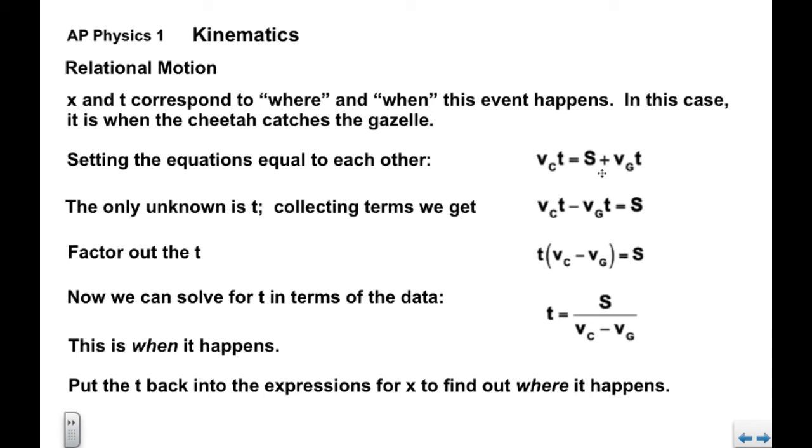Here's the cheetah, here's the gazelle. The final positions are the same. We're going to collect the t terms on both sides, so we'll subtract v sub g t from both sides. We get this expression here. We're going to factor out the t. We get the quantity v sub c minus v sub g. And then we're going to solve for t by dividing out this term here. And we get this expression here.